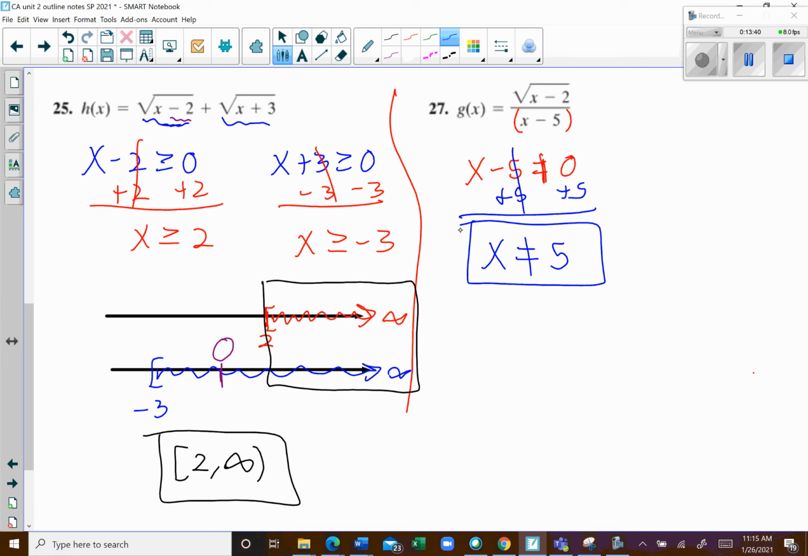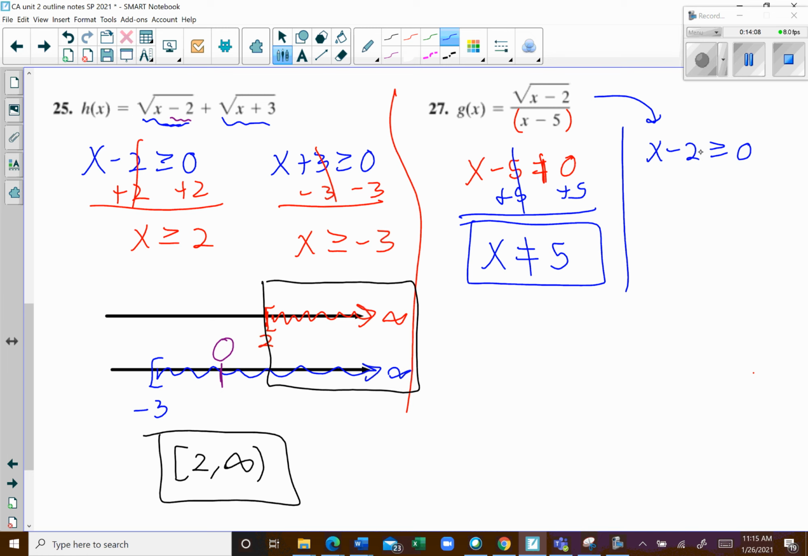Okay? But there's also some other restricted values that are not 5 that I can't plug in. Because if I plug in 0, that would be a problem because the denominator would be okay, but I'd be square rooting a negative number. So let's look at the inequalities separately. So our inequalities, we only want to evaluate those at non-negative numbers, because we want to include 0.